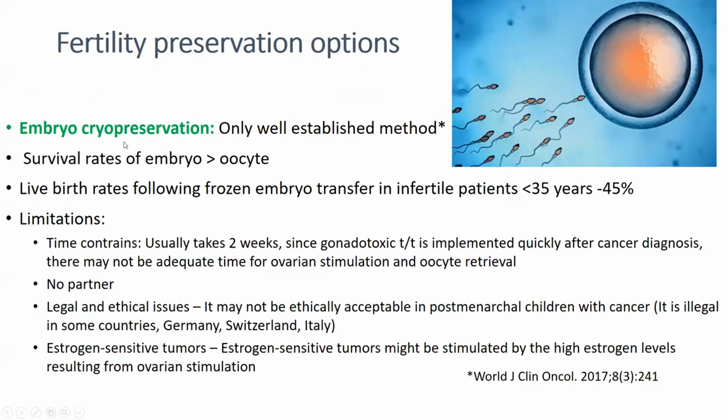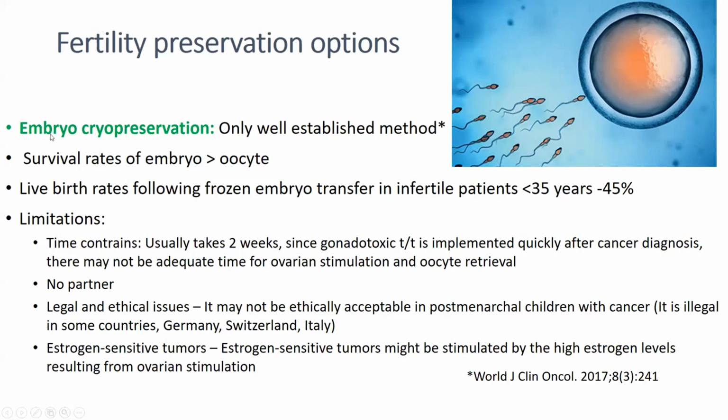The next is embryo cryopreservation. This is the only well-established method for fertility preservation. Although oocytes can also be cryopreserved, embryo cryopreservation is preferred because it has a high survival rate as compared to the oocyte. And it has been seen that the live birth rate after embryo cryopreservation is approximately 45% in women where the cryopreservation was done below 35 years of age.